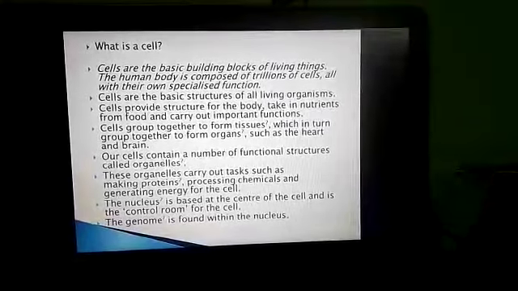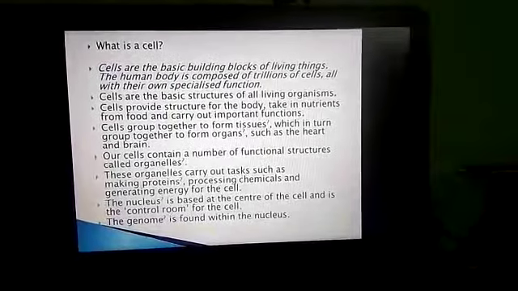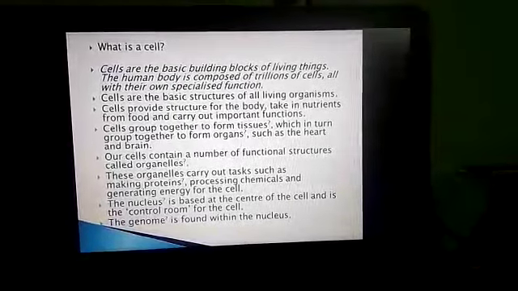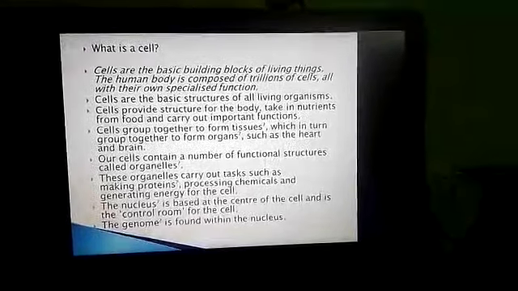And one more is the control room of the cell, the nucleus. The nucleus is present in the middle of the cell, and the genome is found within it.